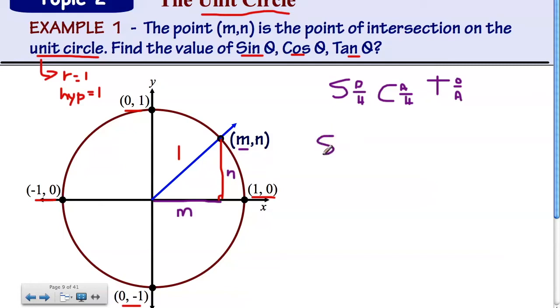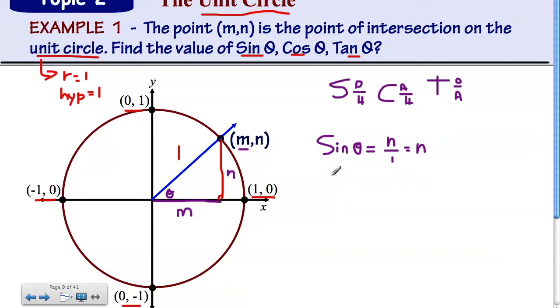So sine of theta, and theta is always at origin down here, okay, is the opposite, which is n, over the hypotenuse, which is 1. So we can just say n. Okay?